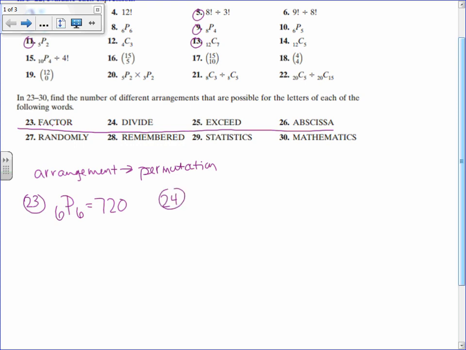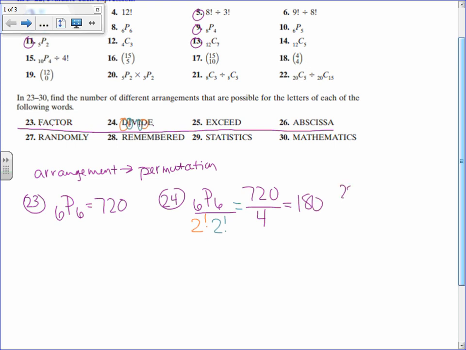For number 24, divide has 1, 2, 3, 4, 5, 6 letters in it, so that's going to be 6P6. But here I have some repeats. I've got 2 D's, so that's going to be 2 factorial in my denominator. And then I also have 2 I's, so that's another 2 factorial in my denominator. So if we do 6P6, I know from the class problem that that's 720. And 2 factorial times 2 factorial is 4. So we're really doing 720 divided by 4, which is 180.